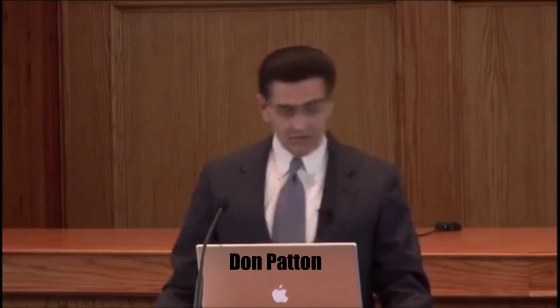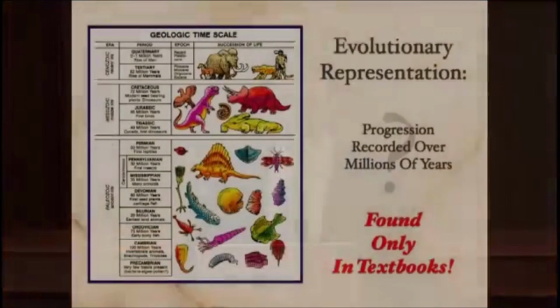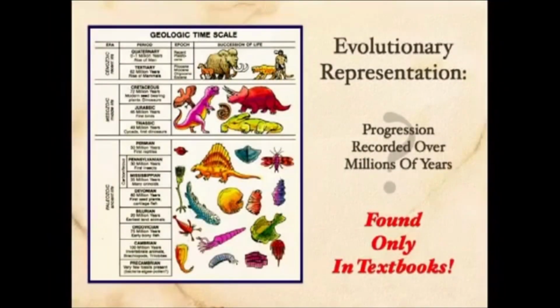The biggest problem with this representation is rather obvious, and that is that you can't go out and look in the rocks and find it anywhere. It exists in the textbooks, but it does not exist anywhere on the face of the earth. That is, in the complete form that you see in the textbooks.